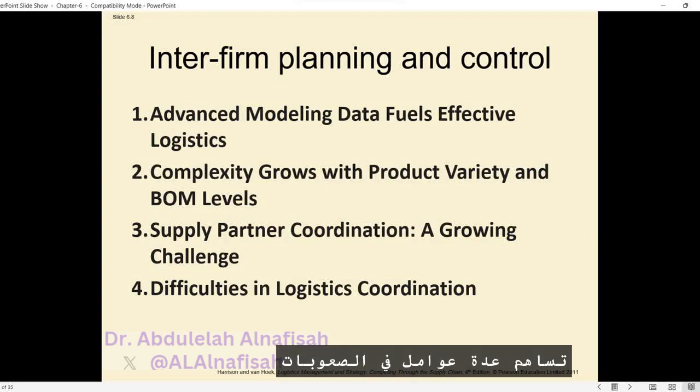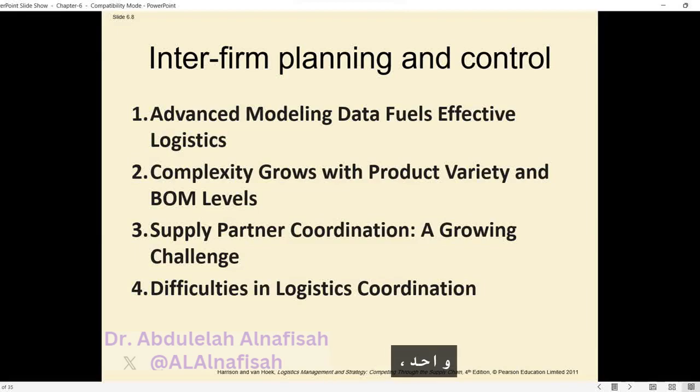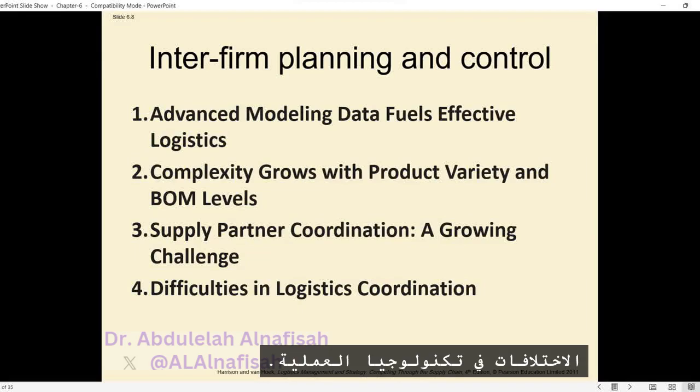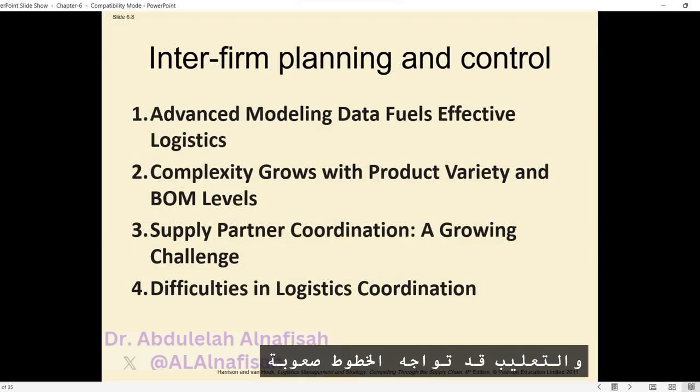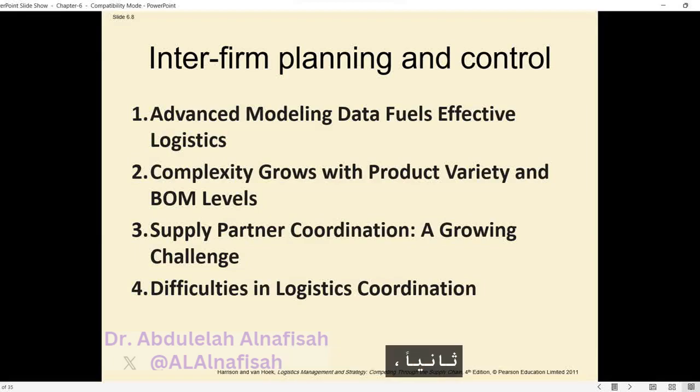Several factors contribute to the difficulties in logistics coordination. 1. Differences in process technology. Suppliers involved in diverse manufacturing processes face challenges in coordinating intricate tasks, especially during peak sales periods. For instance, a supplier between aluminium sheet producers and canning lines may struggle with tasks like deep drying and printing cans with sophisticated designs.